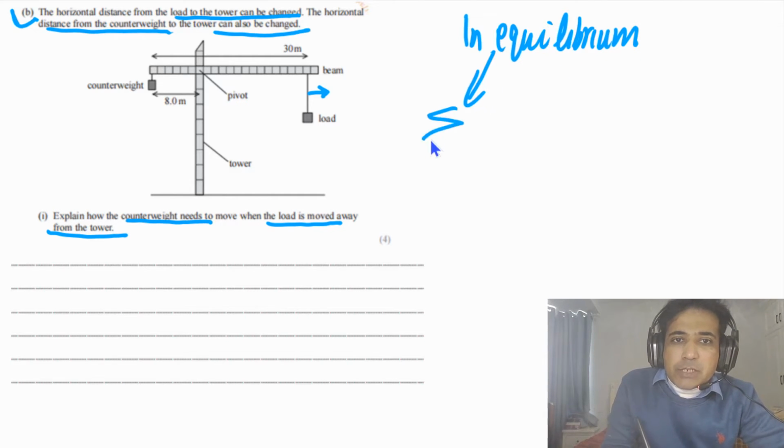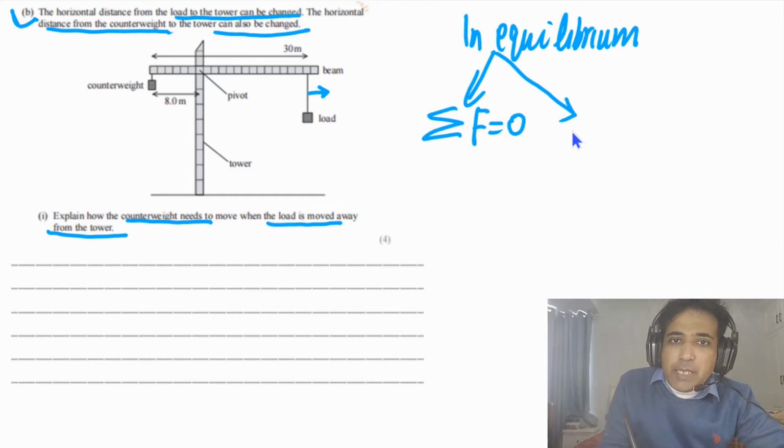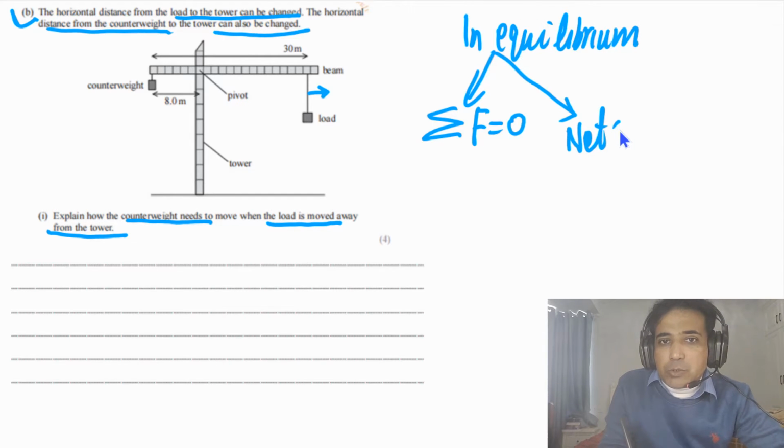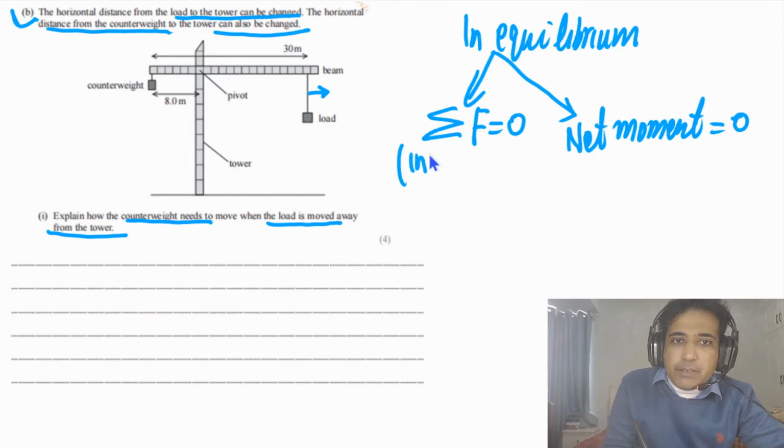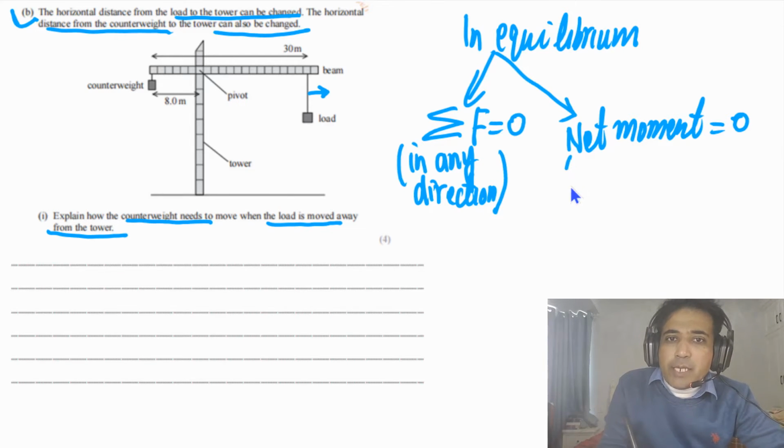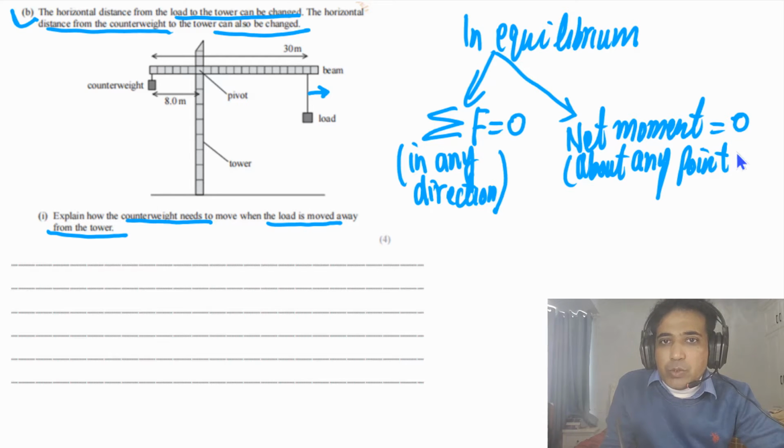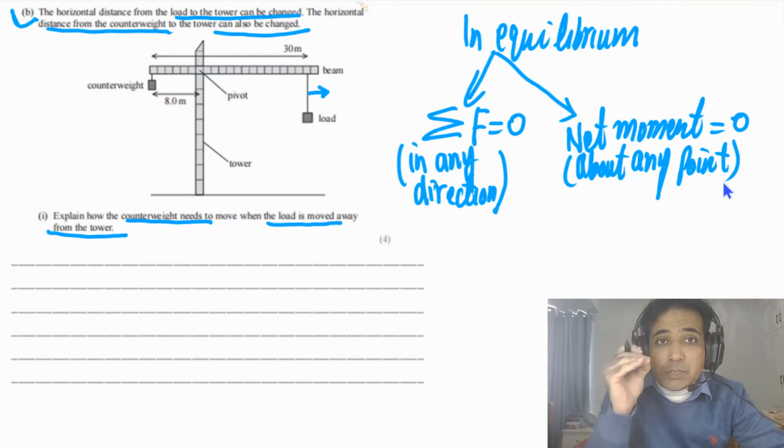For equilibrium, the sum of the forces in any direction has to be equal to 0, and the net moment about any point also has to be equal to 0. It's very important to understand in any directions. So we can say the resultant force in any direction has to be equal to 0, and the net moment about any point has to be equal to 0. So this is very important, and this is complete physics, or we can say right physics.